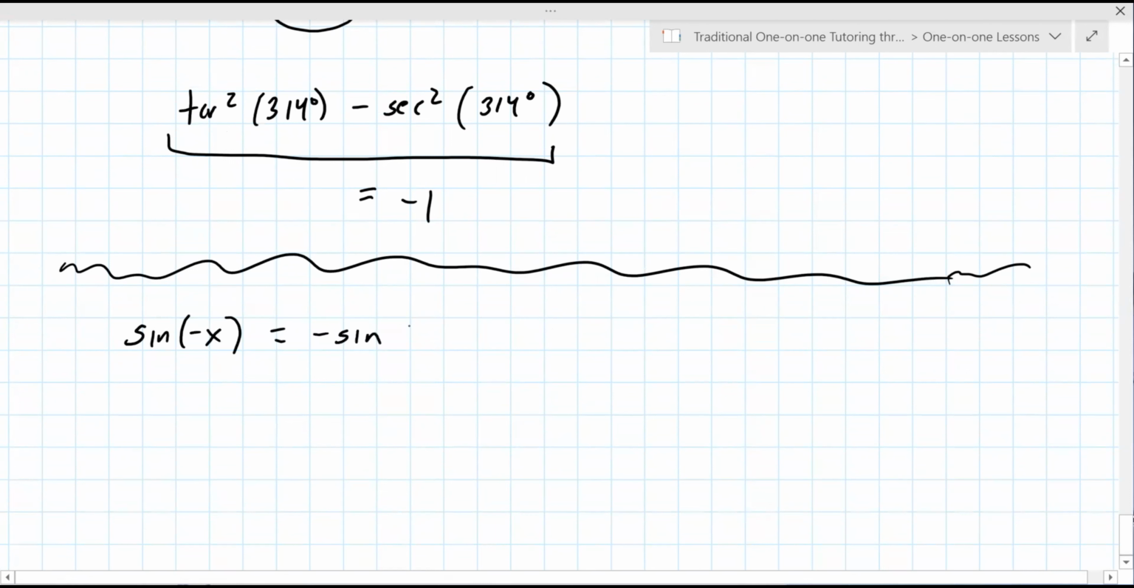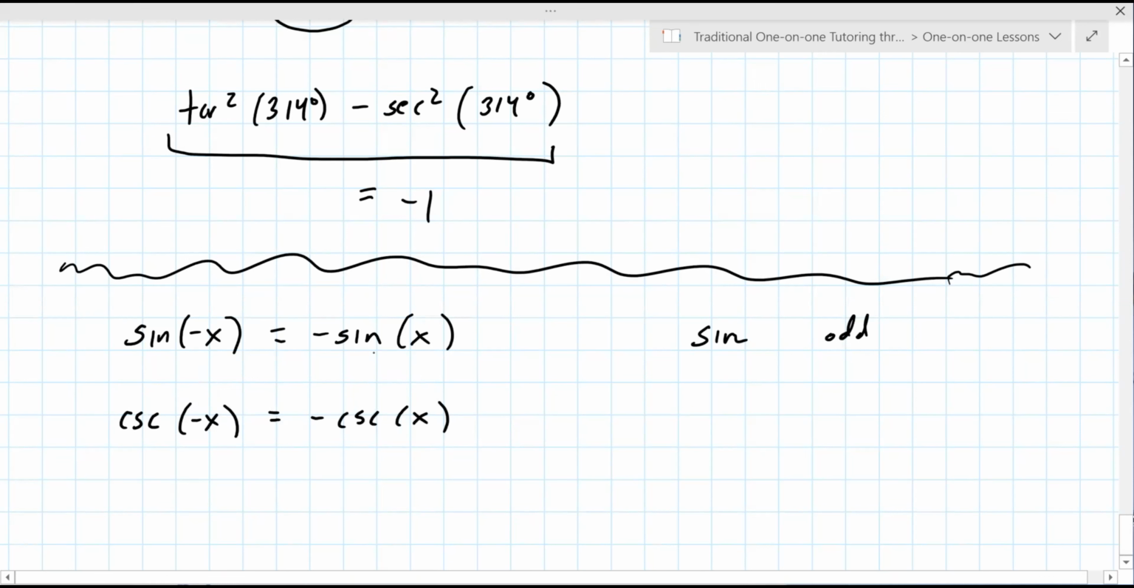Okay, so sine is an odd function. That's why this is true, because sine is odd. So which ones are also like sine? Well, cosecant of -x becomes negative cosecant x, because cosecant is really sine.